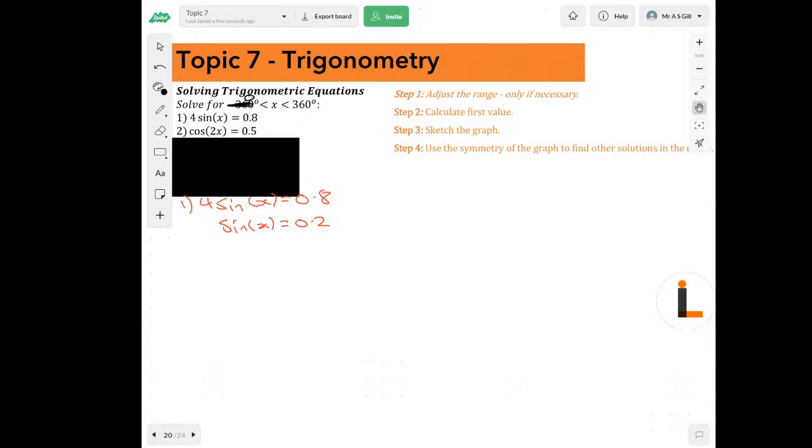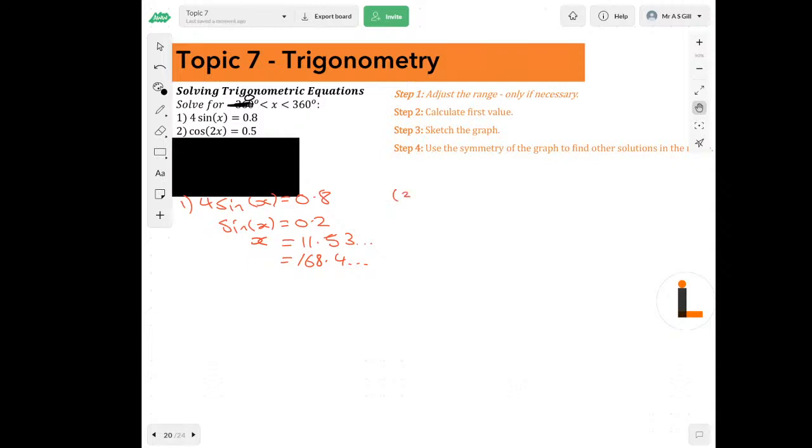So this first question, we should have got x equals 11.53... as our first value, and then our second value was 168.4... So mine's unrounded. In a question, it would either specify what to give it to, or generally you can give it to 3 significant figures.